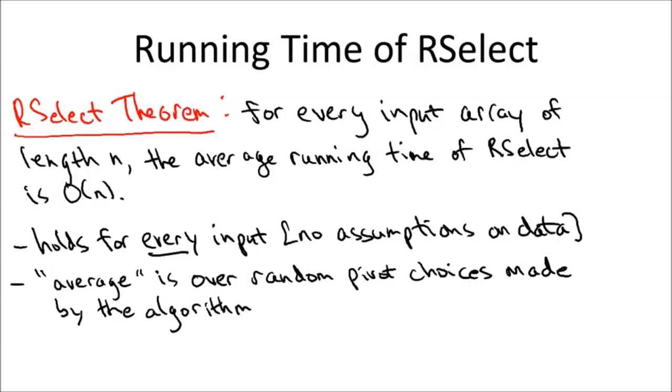So this shows that selection is a fundamentally easier problem than sorting. You don't need to reduce to sorting. You can solve it directly in big O of n time.